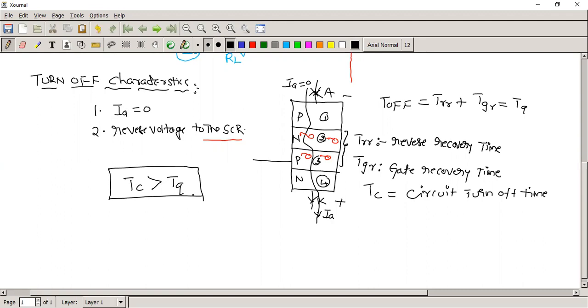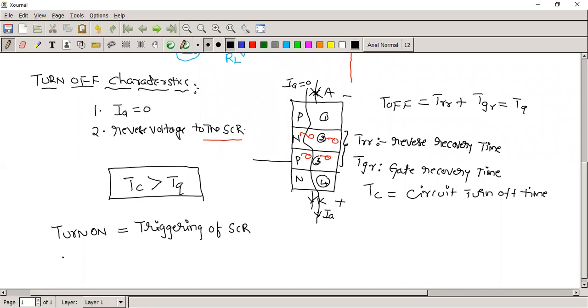Now, we have one more name for turn on: turn on is nothing but triggering of the SCR. What is the meaning of triggering? When you give a trigger to any person, suddenly they go to some other state. In the same manner, when you trigger the SCR, it goes from the blocking state to the conduction state.